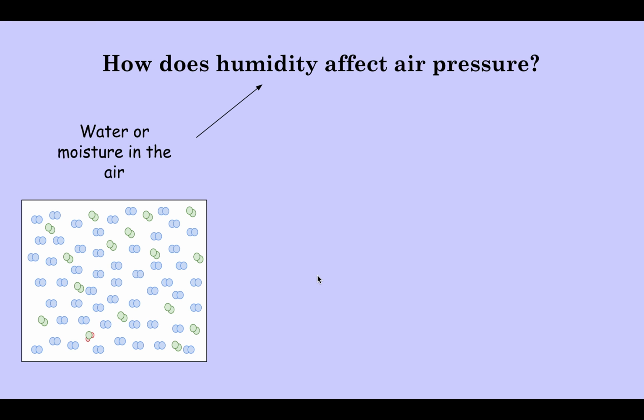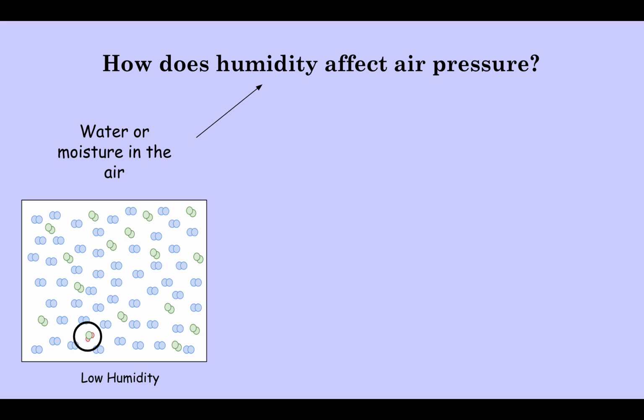So now that we've talked about how temperature affects air pressure, we're going to talk about how humidity affects air pressure. So first, what is humidity? Humidity is water or moisture in the air. So if we look at this picture, we imagine we have all those air molecules, and if we notice, one of them is a water molecule.